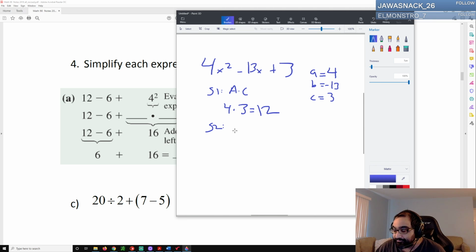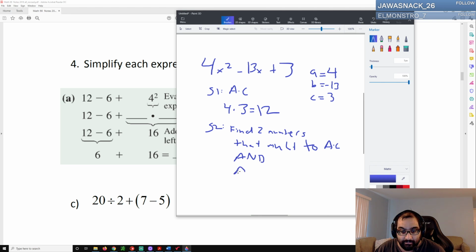Step 2. Step 2 is we want to find two numbers that, first of all, multiply to A times C from the first step, and add up to B. Sorry for the handwriting. It's kind of hard with the paint tool.